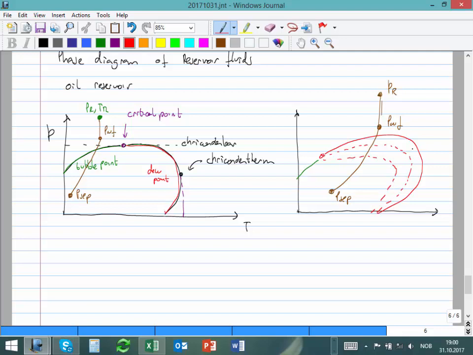These are lines that have constant quality. The quality is equal to the mass of gas divided by the total mass. So here is 1, here might be 0.8, 0.7, and so forth. That tells you, depending where you are, how much gas and how much liquid you have at that point. These are quality lines.